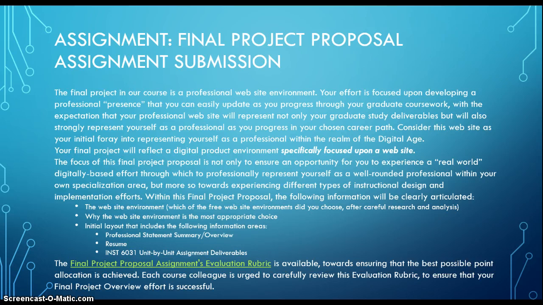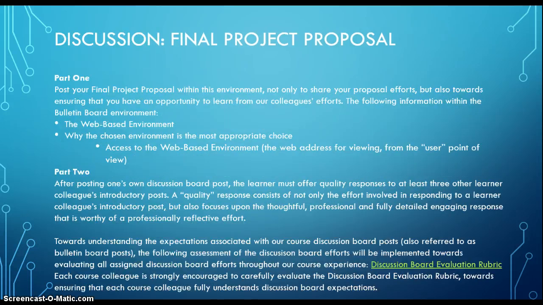Exactly how is your course instructor going to evaluate this? The final project proposal assignment evaluation rubric is available. Notice within the assignment area you do have that assessment rubric available for you and as a guide for you. It's not a guess how your assignment, final project proposal assignment submission will be evaluated. So as you review the evaluation rubric, that will be made available to you and for further understanding, and to ensure that you have every opportunity to be successful.